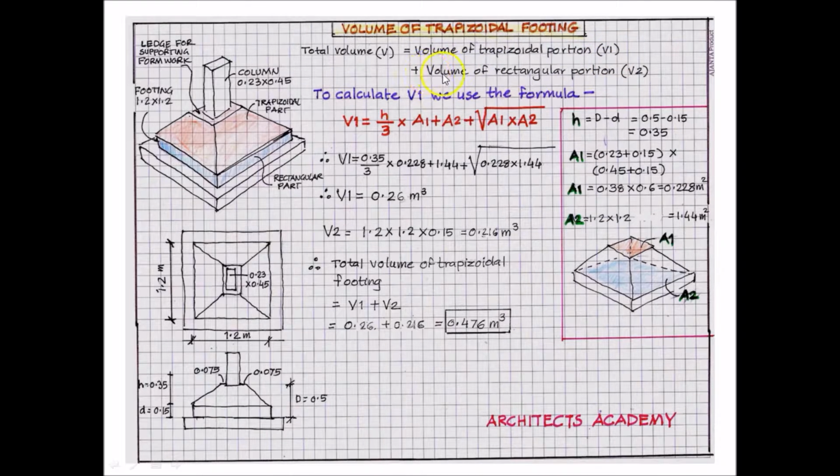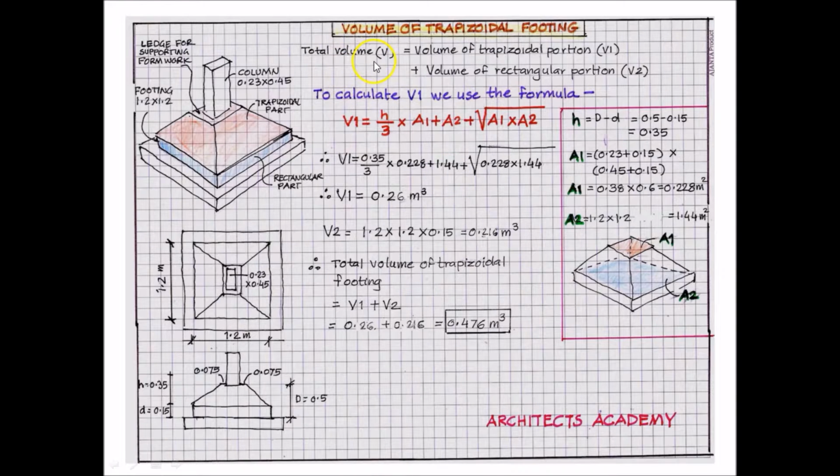Now we will go to the second part, that is the volume of the rectangular part. To calculate the volume of the rectangular part, we know that the dimension of the footing is 1.2 by 1.2, and the height of the rectangular portion is 0.15, which we see here. Therefore 1.2 into 1.2 into 0.15 gives us 0.216 cubic meter.